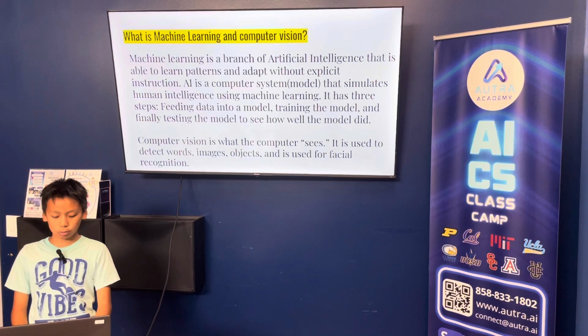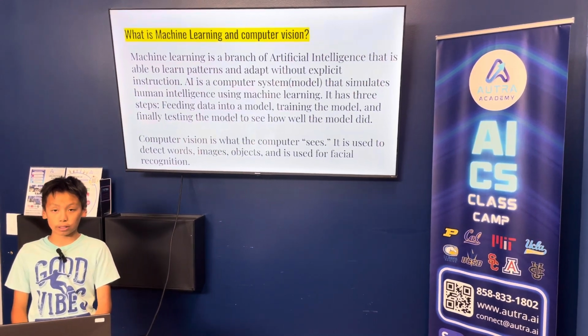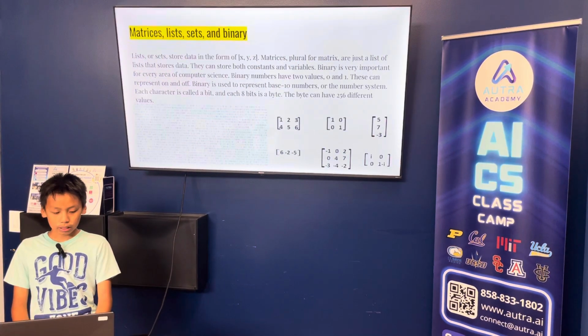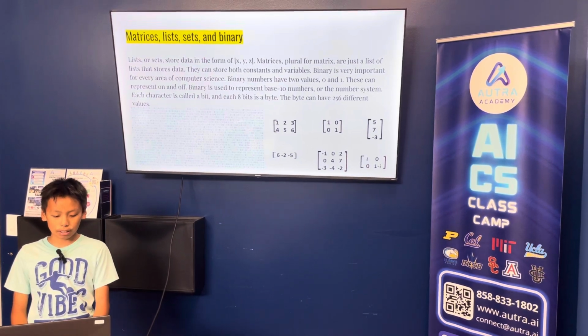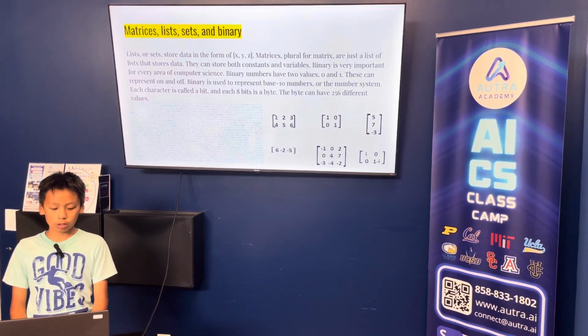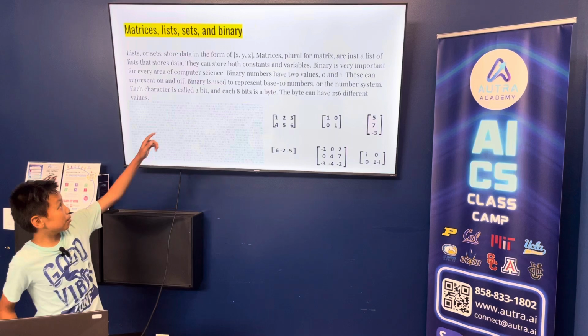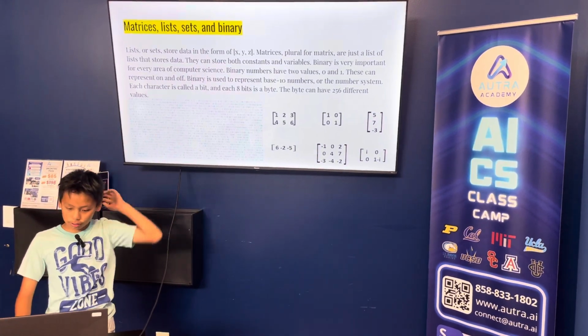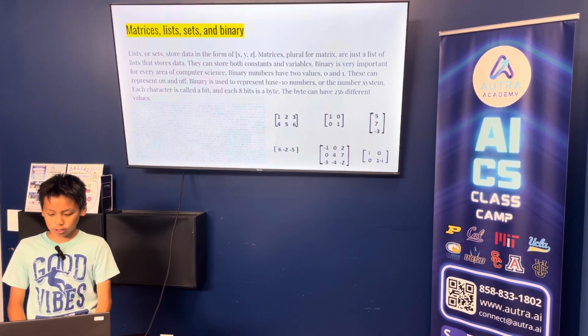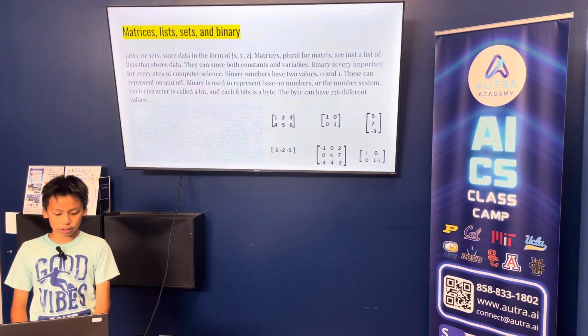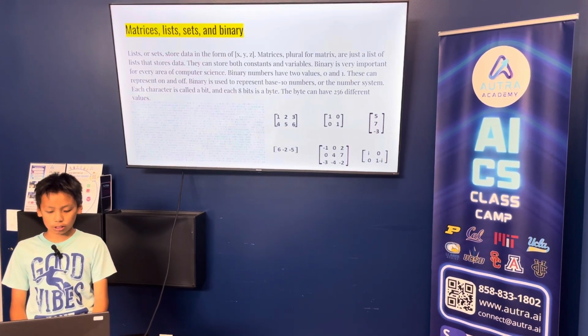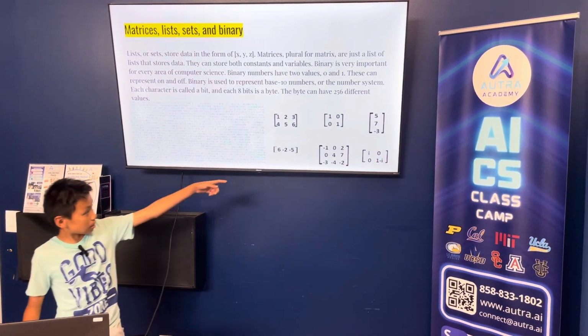It is used to detect words, images, objects, and is used for facial recognition purposes. Matrices, lists, sets, and binary. Lists or sets store data in the form of list notation denoted in brackets. Matrices, plural for matrix, are just a list of lists that stores data. They can store both constants and variables. These are some examples of matrices.